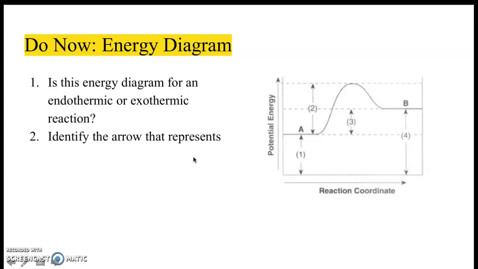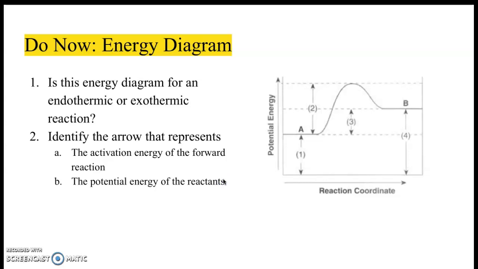Next, we're going to identify what the arrow represents. Which of the following arrows represents our activation energy of the forward reaction? Just a quick reminder, when I say forward reaction, I mean we're reading this diagram from left to right like a book. Reverse reaction would be reading it from right to left. Hopefully you picked number 2. Activation energy is the amount of energy it takes for the reaction to start, which is represented by arrow 2.